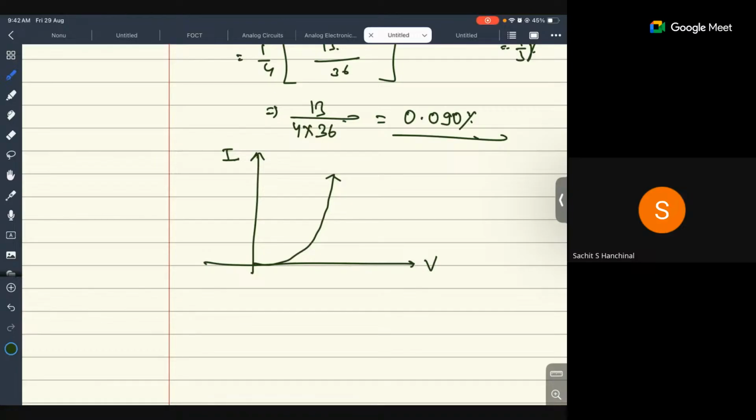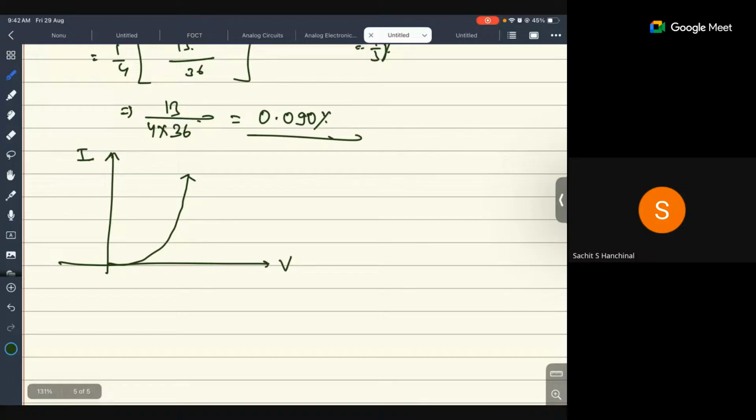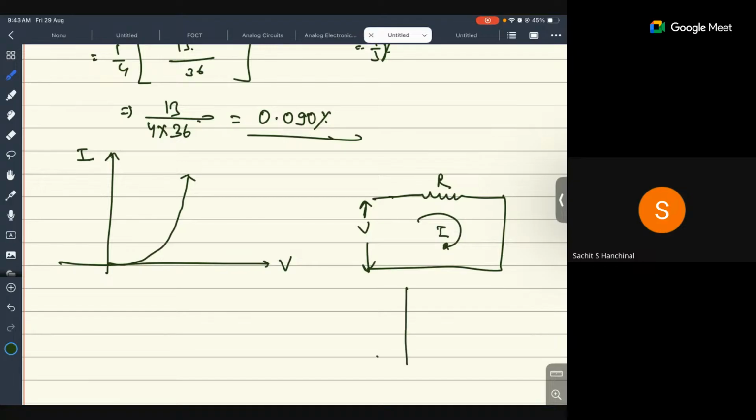Any issue, any doubts? Or we can say, for example, if this is my resistor R, we apply the voltage, the current is flowing. So what is my voltage versus current? So V and I. Because we know that V is equal to IR, basically the relation between V and I is 1 by R.